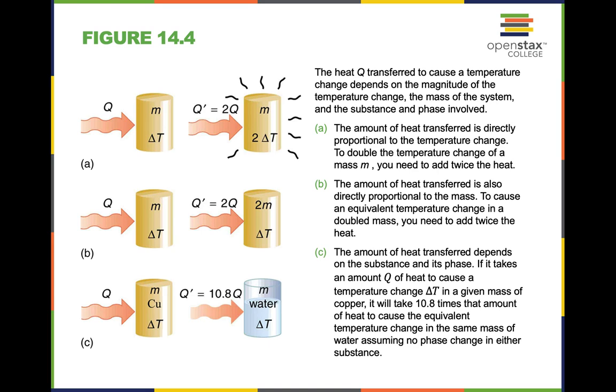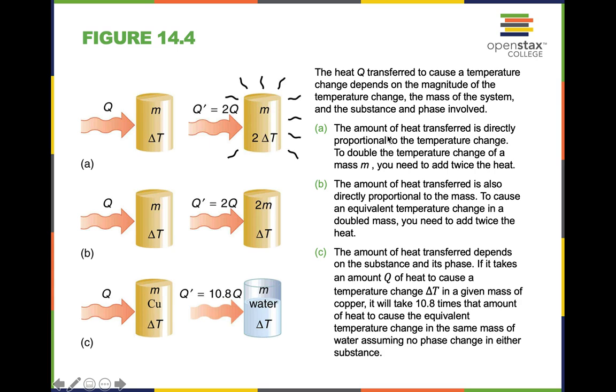So in figure 14.4, we have the heat Q transferred to cause a temperature change depends on the magnitude of the temperature change, the mass of the system, and the substance and phase involved. So here we're adding Q, or heat transfer, to here, and then afterwards it's going to be double what the heat transfer was.